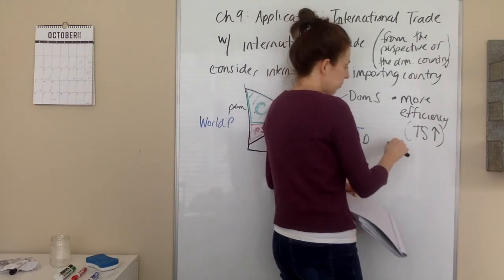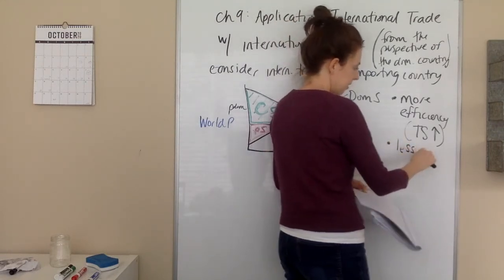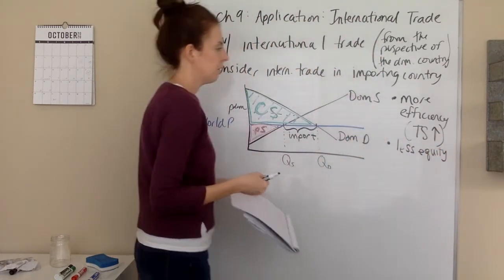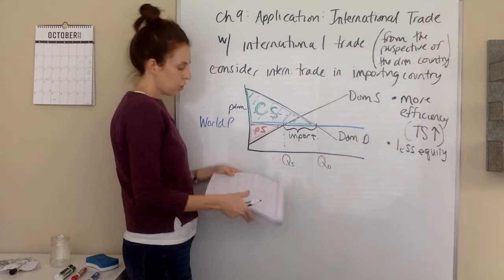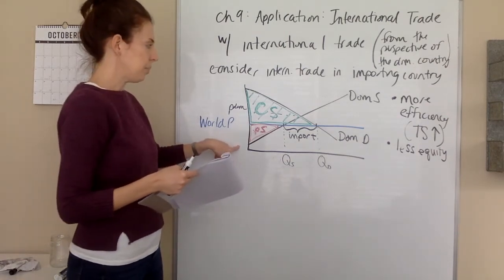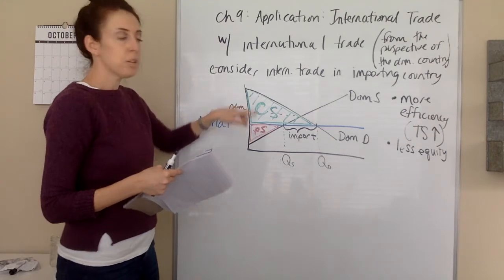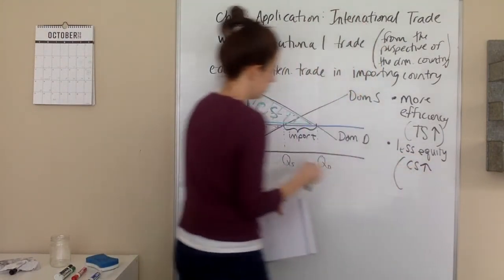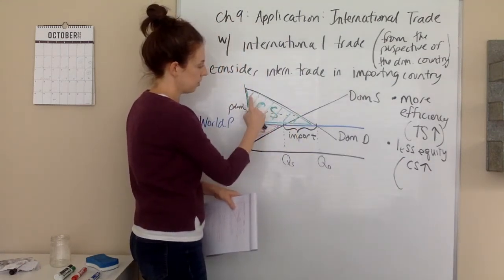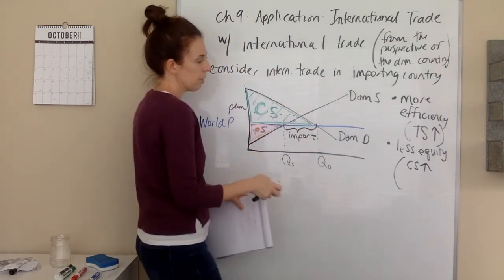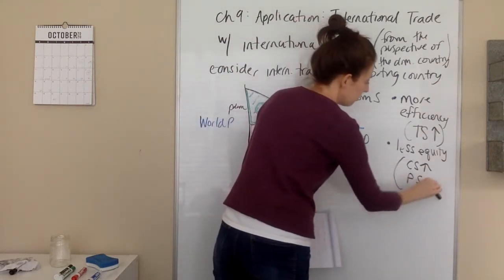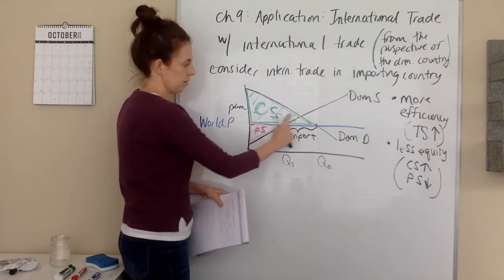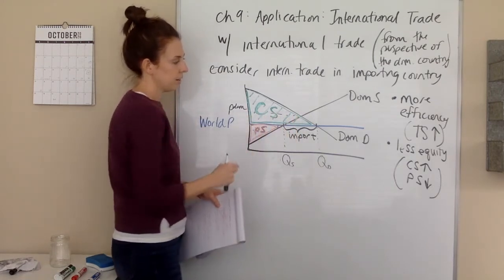Okay, but same as before, there's going to be less equity. But this time, the parties are going to be helped or hurt in reverse. When importing happens, consumer surplus rises, because previously it used to be just this little triangle here. Now it's this big green triangle. But producer surplus falls relative to when there was no trade, because when there's no trade, producer surplus was this area. Now it's this little dinky area.